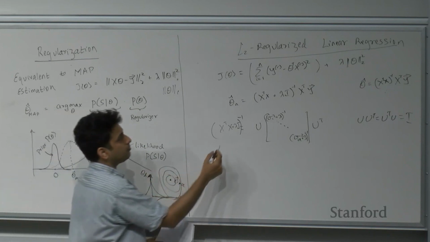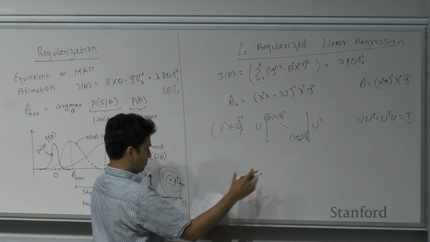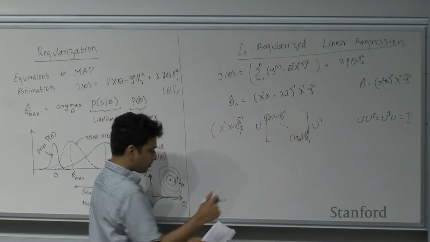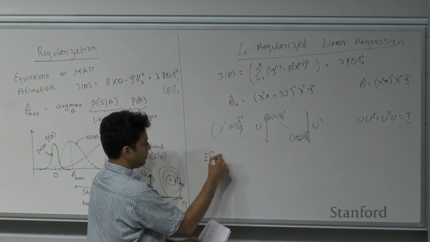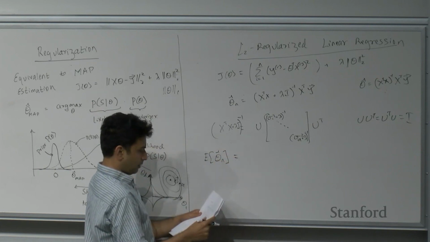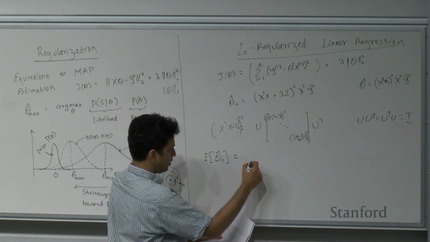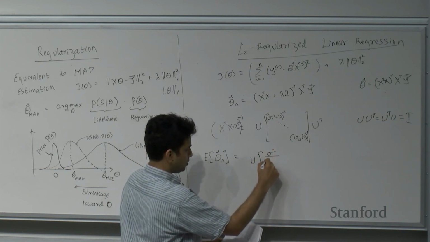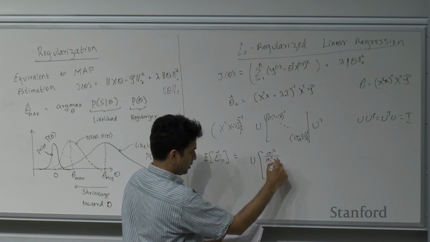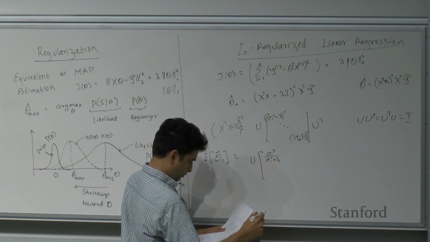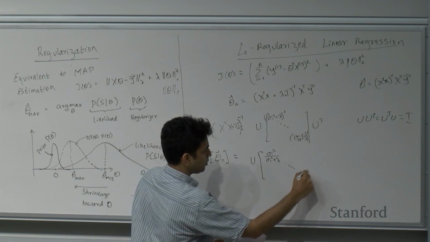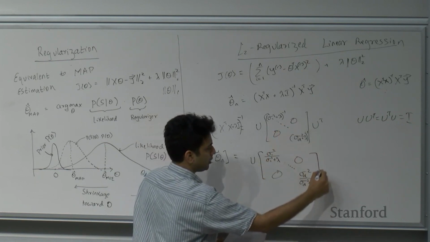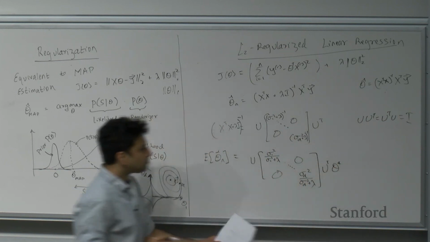And now theta hat n is therefore this. So (X transpose X plus lambda I) inverse is now this matrix, and we can now see that the expectation of theta hat n is equal to, again I'm not going to go over all the steps, but I'll directly write out the last equation that we get: sigma 1 square over sigma 1 square plus lambda, up to sigma d square over sigma d square plus lambda, the rest are all zeros, times U transpose theta star, right?